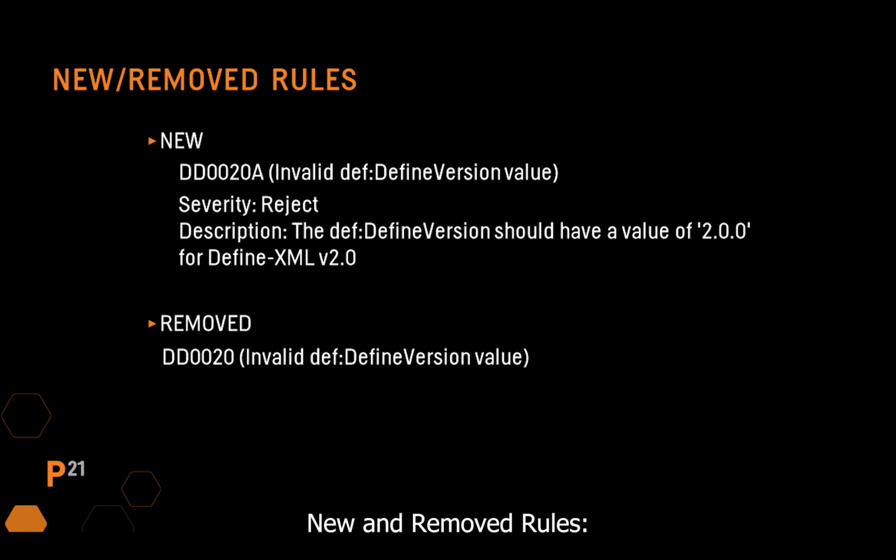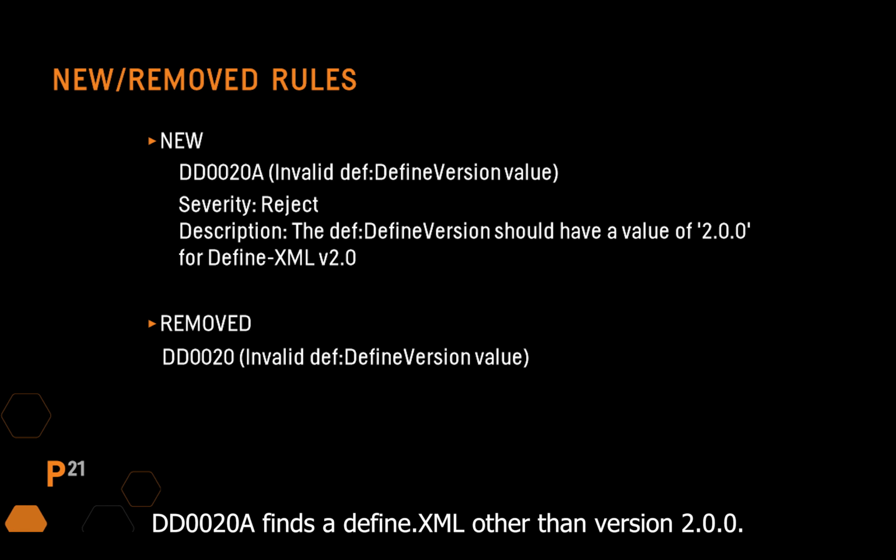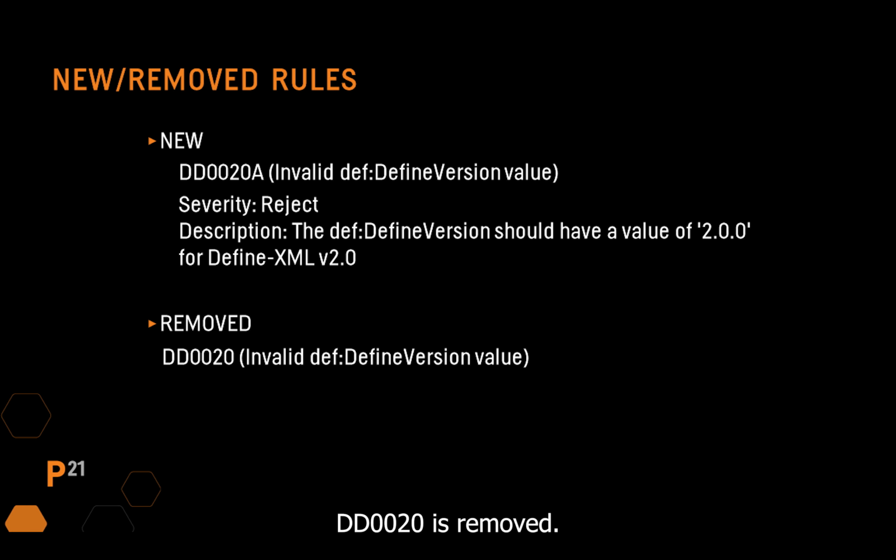New and removed rules. One new reject rule is added to the PMDA engine. DD20A finds Define.xml other than version 2.0.0. DD20 is removed. It used to accept both 1.0.0 and 2.0.0.